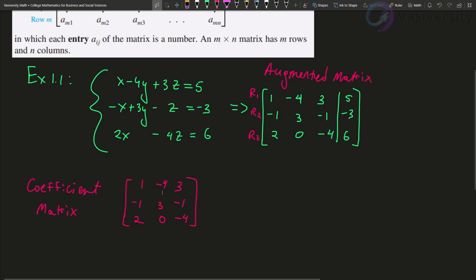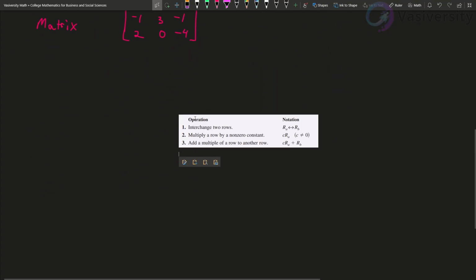But sometimes some equations might not have an inverse, so they are not going to have a solution. So once again, let's recall what kind of operations we can do, right? Of course, we can interchange the rows. We can interchange the rows.